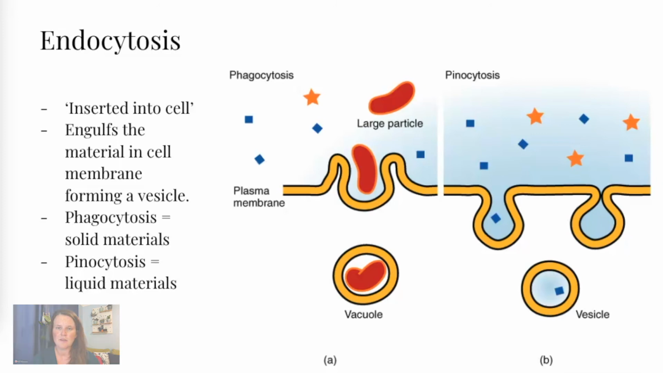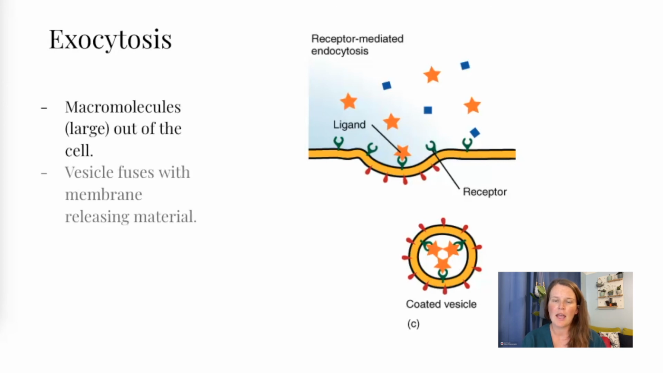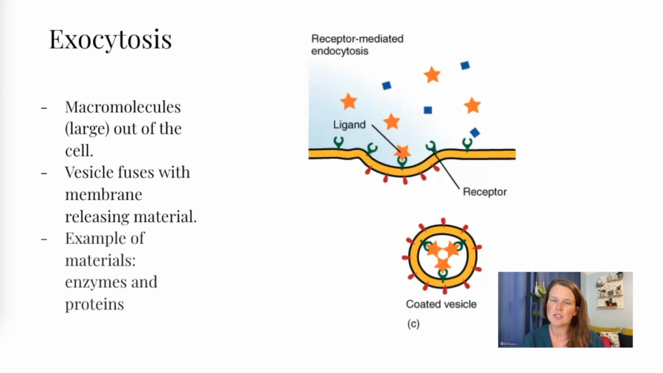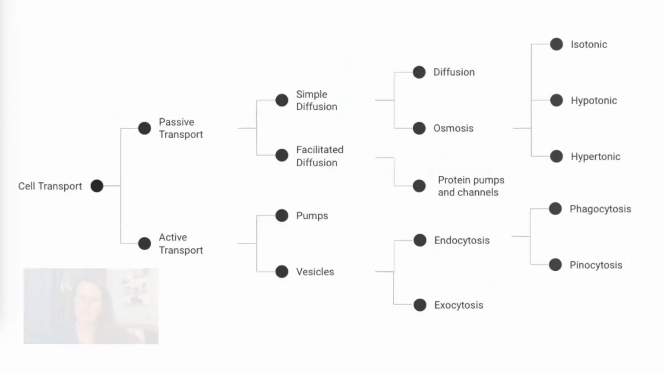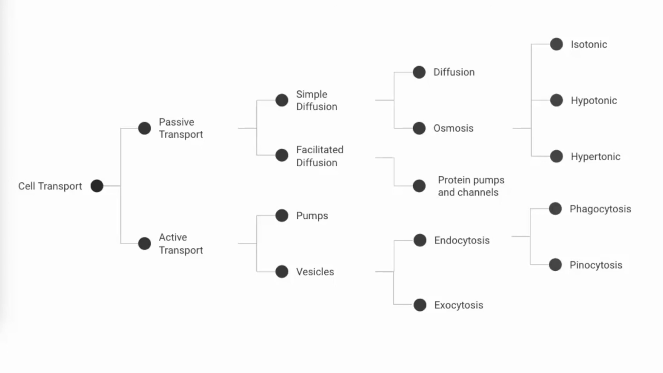In the process of exocytosis, the vesicle moves outwards towards the membrane. It then fuses with the membrane and releases the contents to the outside of the cell. Examples include the secretion of enzymes and proteins and other substances. All of these transport processes are crucial for the maintenance of a stable internal environment. This is called homeostasis. We'll explore homeostasis in the near future.